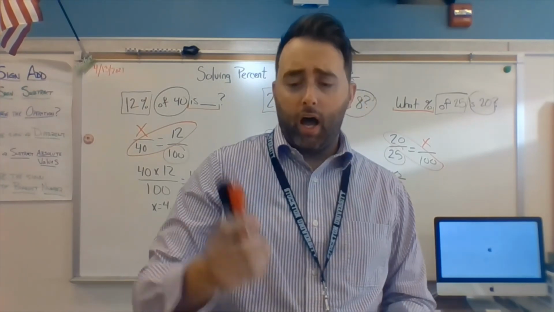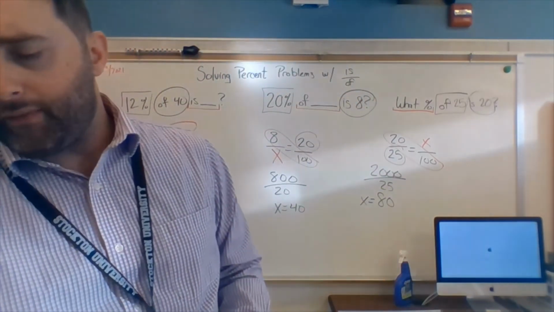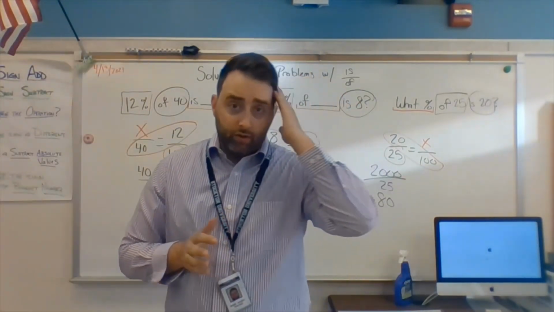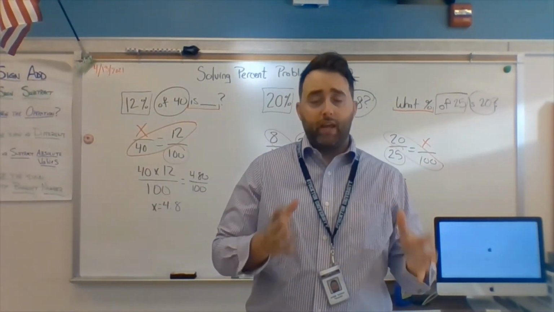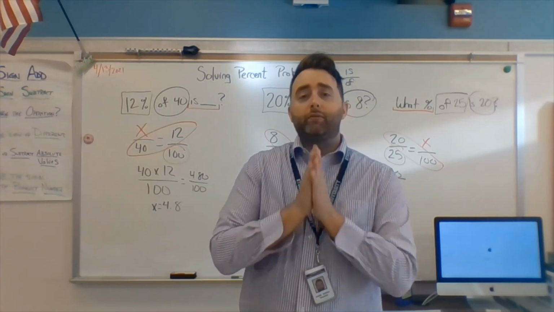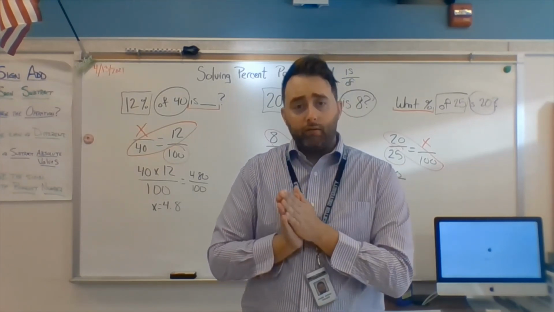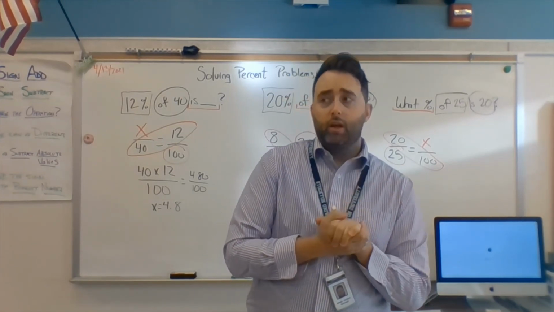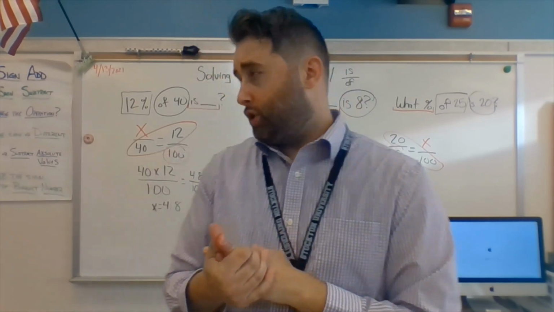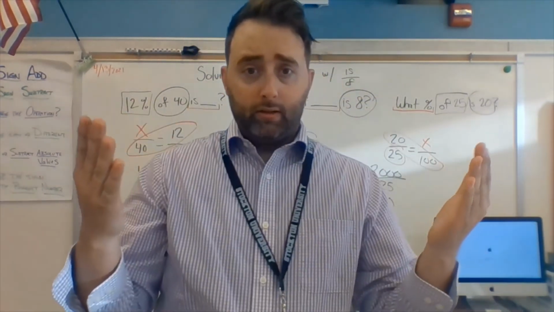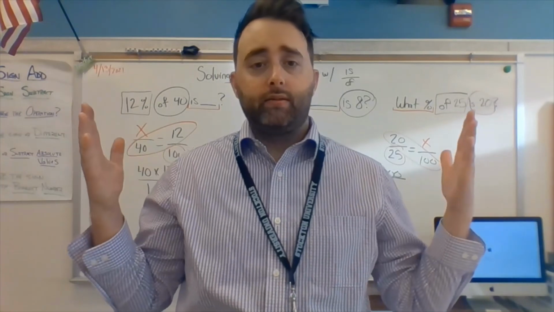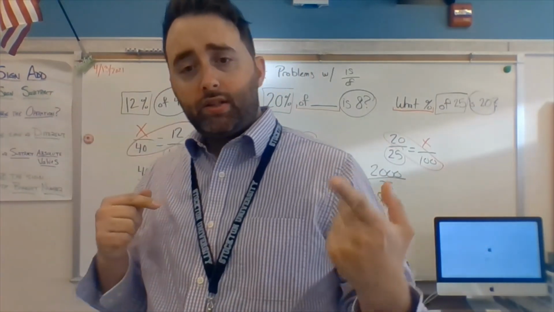Okay? They're not very difficult to solve. They're just difficult to understand how to set up correctly at first. Okay? So all you need to really remember is your basic formula: is over of is equal to percent over 100. We're going to be doing something later, I think like 2 weeks. It's got a different formula. Okay? So this formula is what we use for this. Is over of is equal to percent over 100.